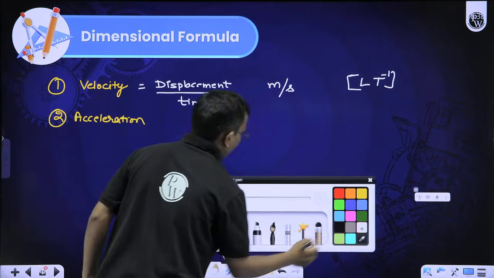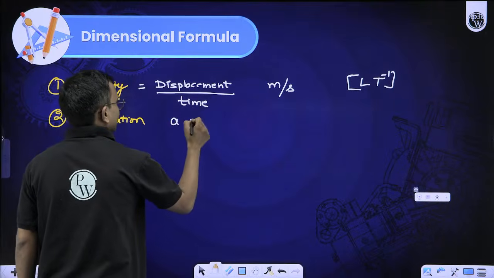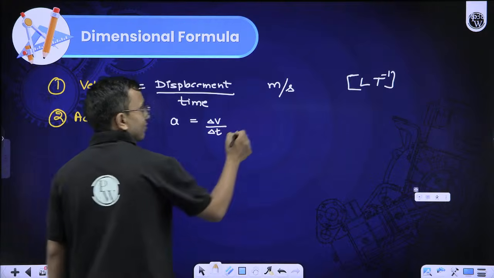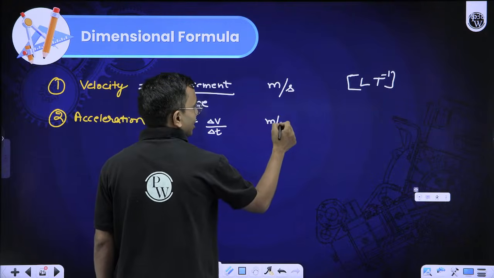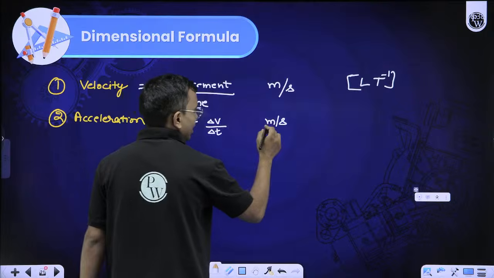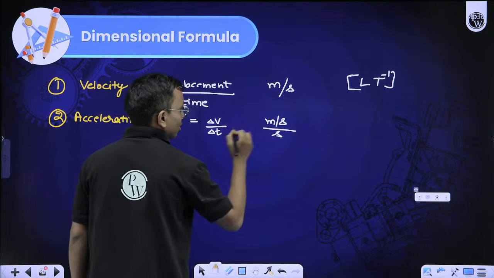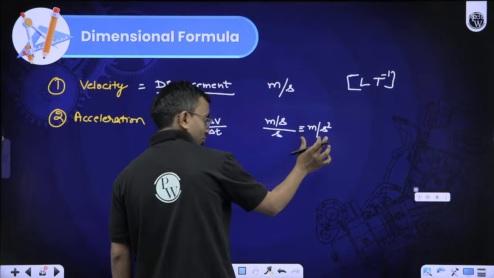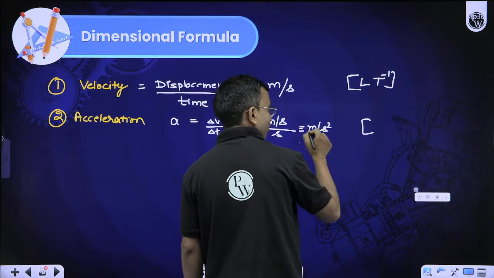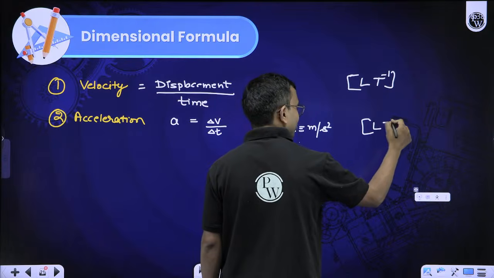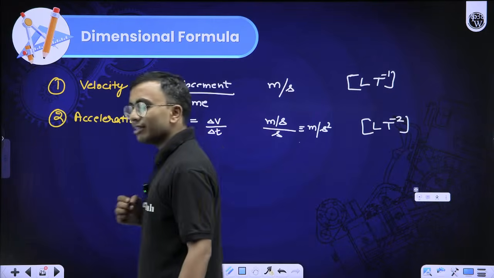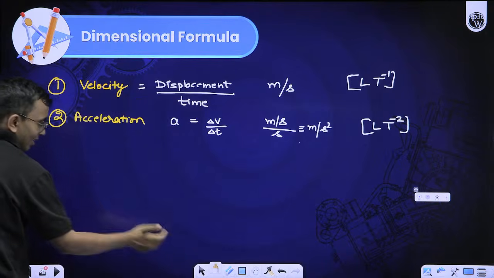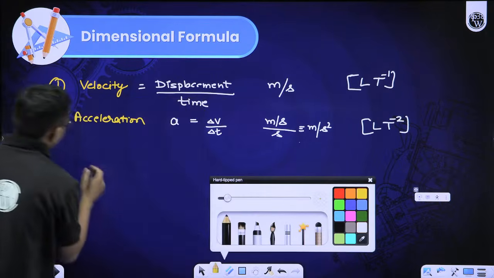So acceleration, you can write a as delta V divided by delta T. Delta V unit is meter per second, change in velocity only, divided by time, second. So I got the unit as meter per second square. Use this unit, write the dimensional formula for meter length, LT minus 2. LT minus 2. I got the dimensional formula. Okay, then let us take next as my force.